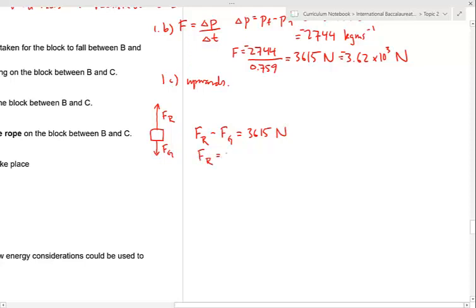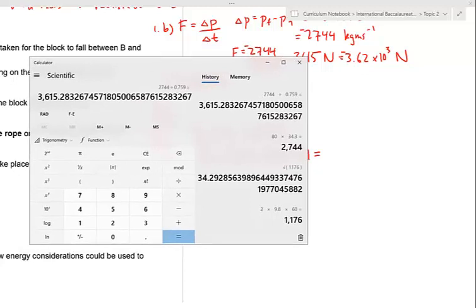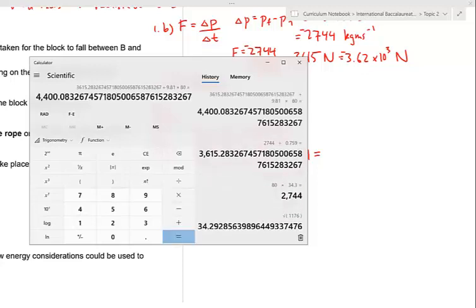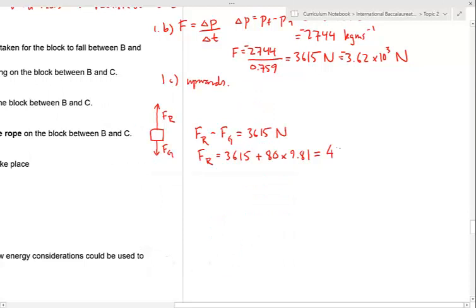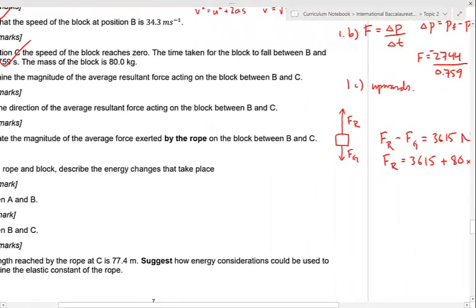So F rope is equal to 3615 minus 80 times 9.81. Sorry, plus, so we want to add to this 9.81 times 80, which gives us 4,400 newtons, or 4.40 times 10 to the 3 newtons. So this is question number 1D.